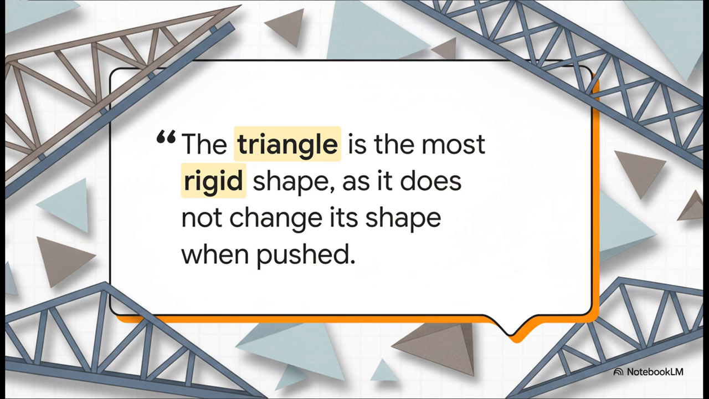And honestly, this brings us to the absolute golden rule of structural architecture, pulled directly from our source text. The triangle is the most rigid shape, as it does not change its shape when pushed. This is exactly why you see triangles hiding in the trusses of your roof or the girders of massive steel bridges. It's just the ultimate unyielding shape.